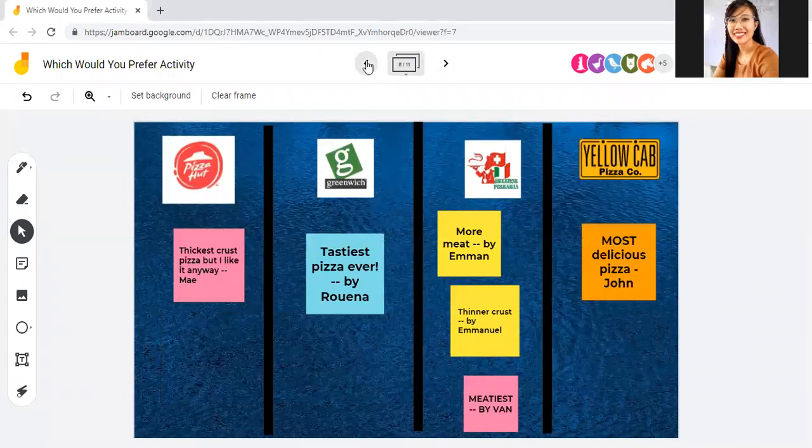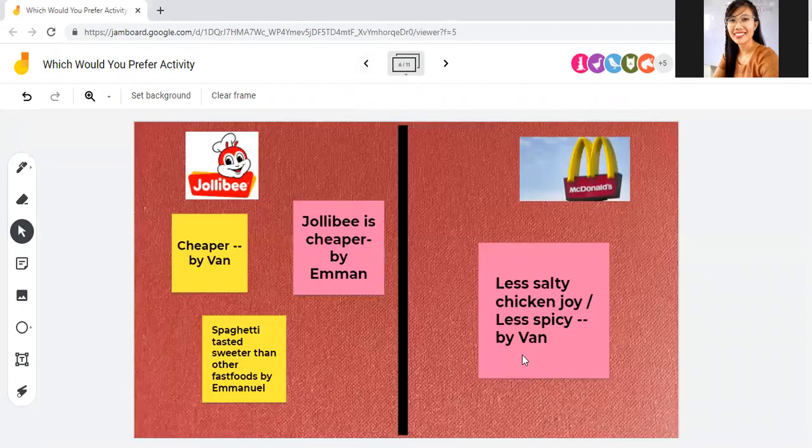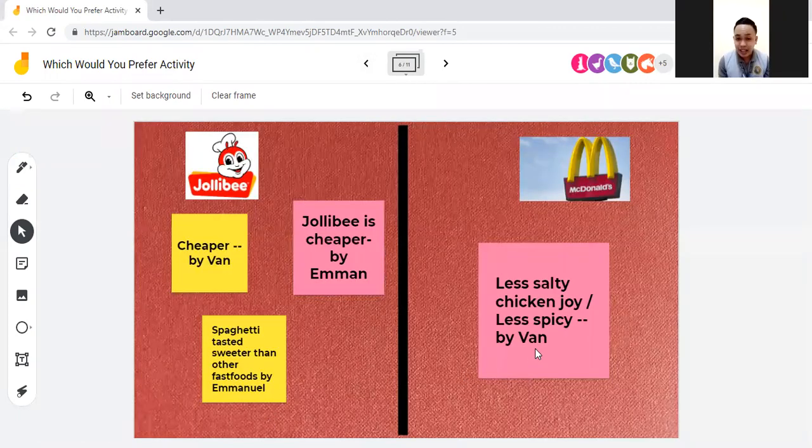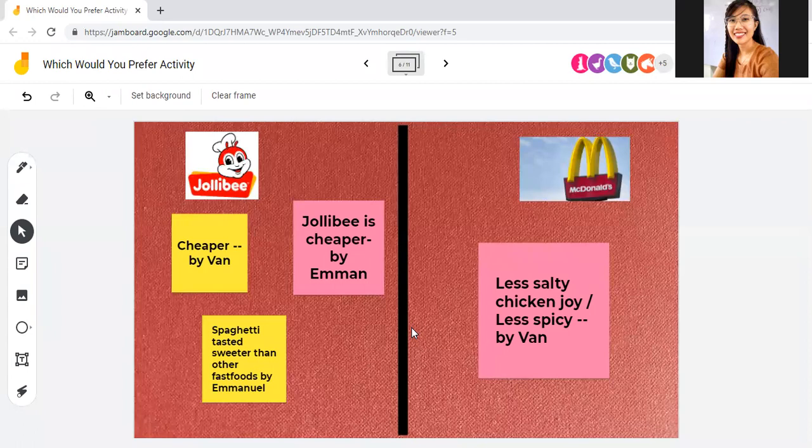Okay, and another thing. Can you give another example of the adjective used here? Sweeter. Okay, sweeter. The spaghetti is sweeter, and it is comparing the spaghetti of McDonald's. So there are actually how many choices that you have? Two, sir.